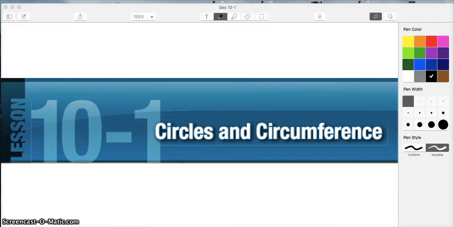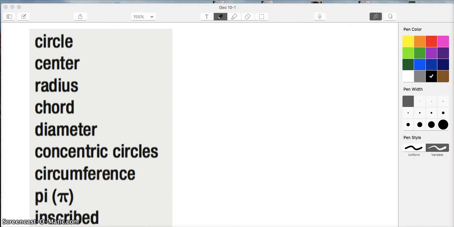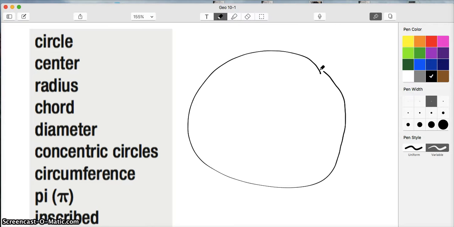Guys, here we are. We're in chapter 10. We're looking at circles and circumference. So these bits of vocabulary and information need to be memorized. Make sure you have it. Hopefully, everybody should be relatively familiar with this shape. No, it's not a potato, it's a circle. So this is a circle.